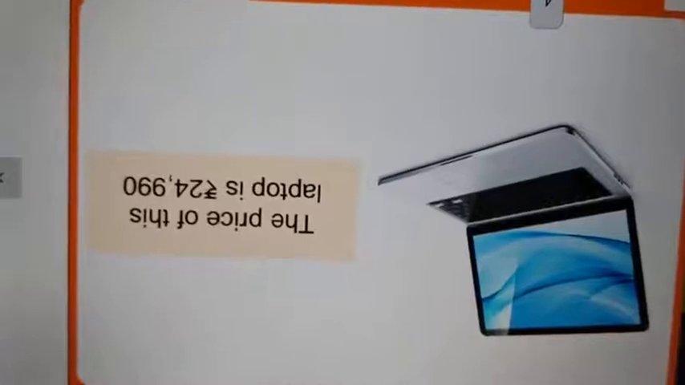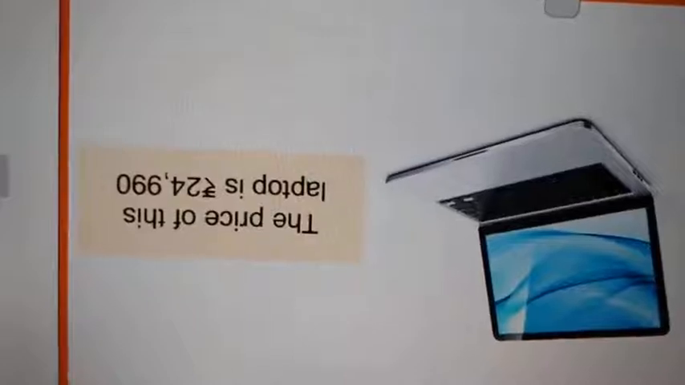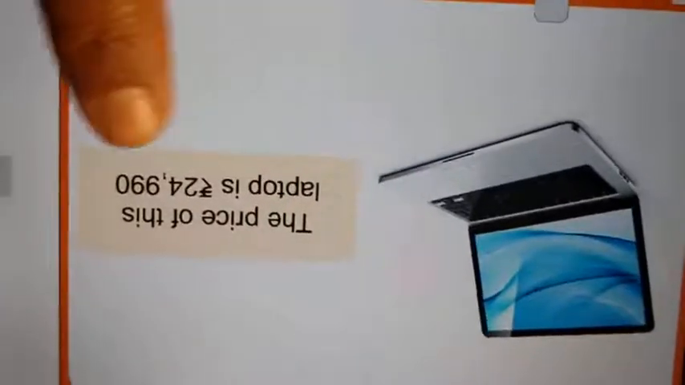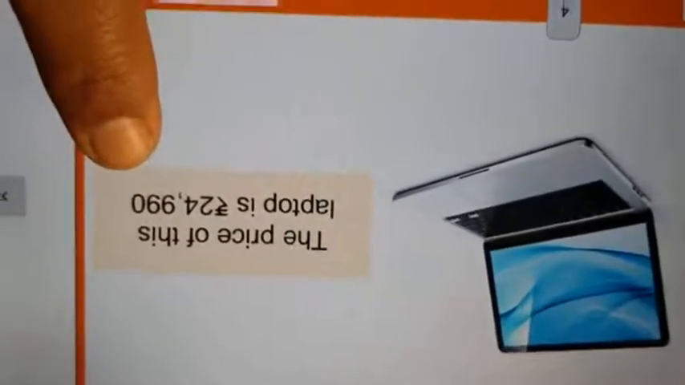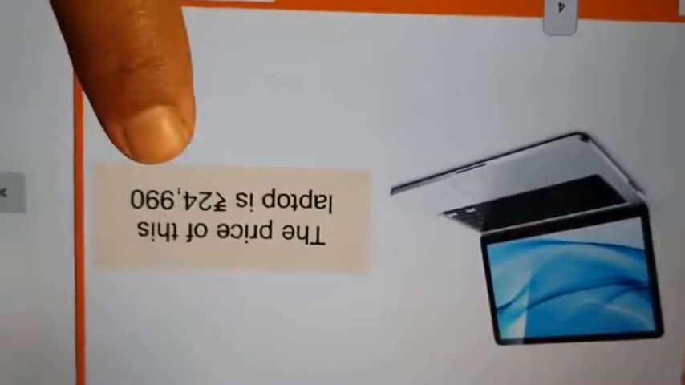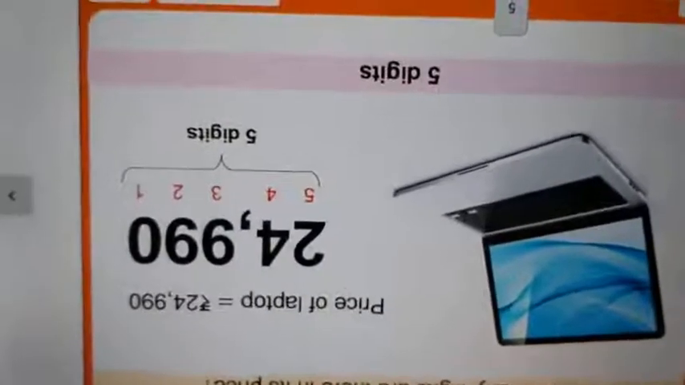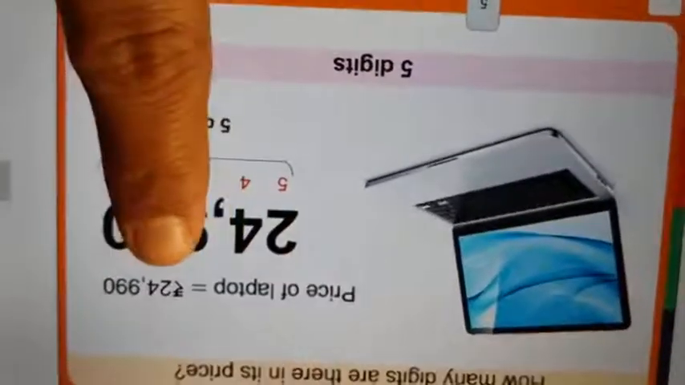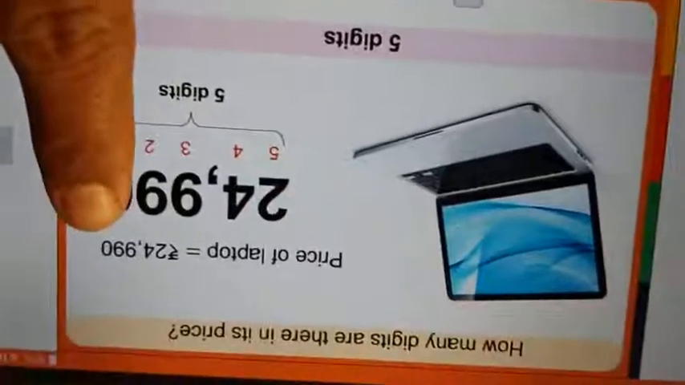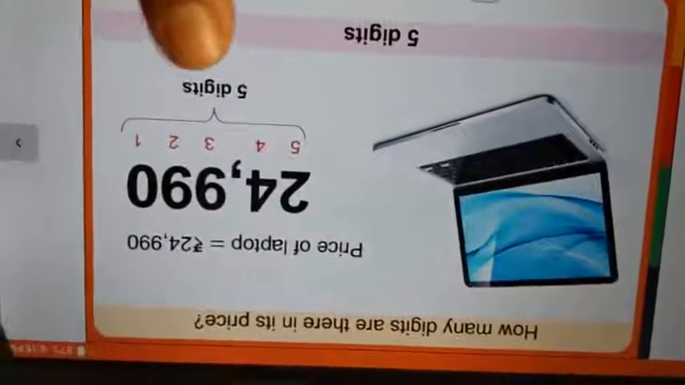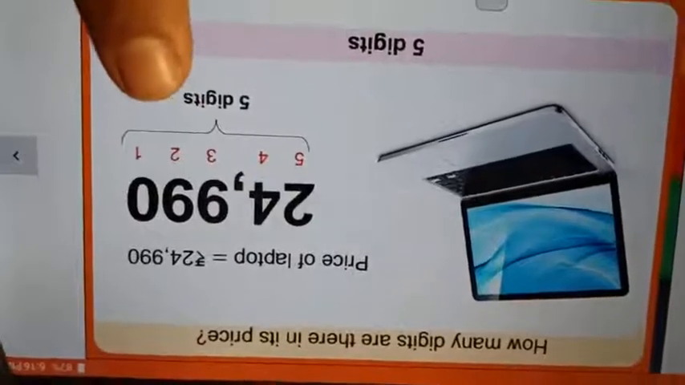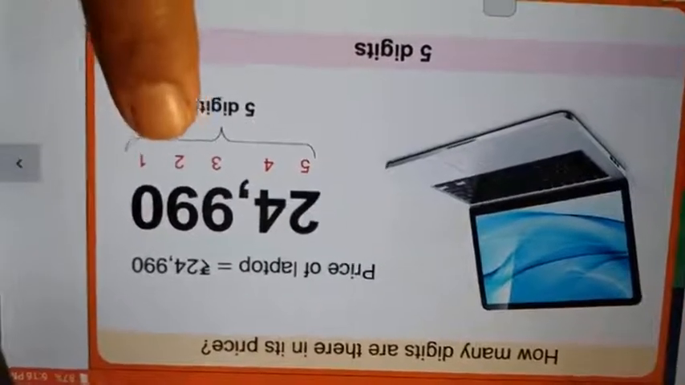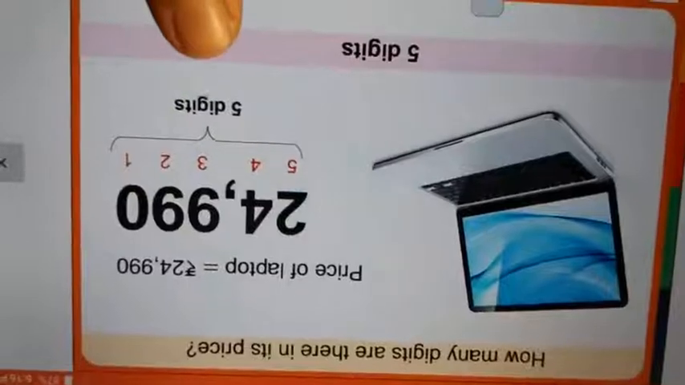Look at this picture. This is a laptop, correct? Now what was the price of the laptop? The price of the laptop is 24,990. Now we'll find the digit. How many digits are there? Its price is 1, 2, 3, 4 and 5. How many digits are there? 5 digits. Okay. Now next one.